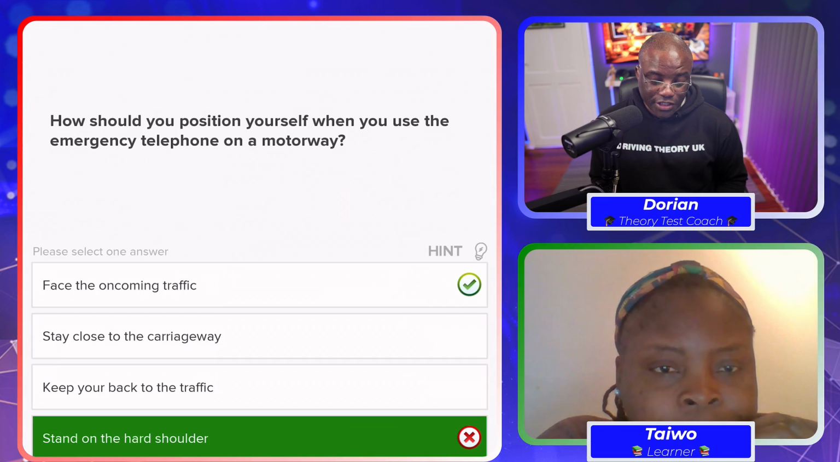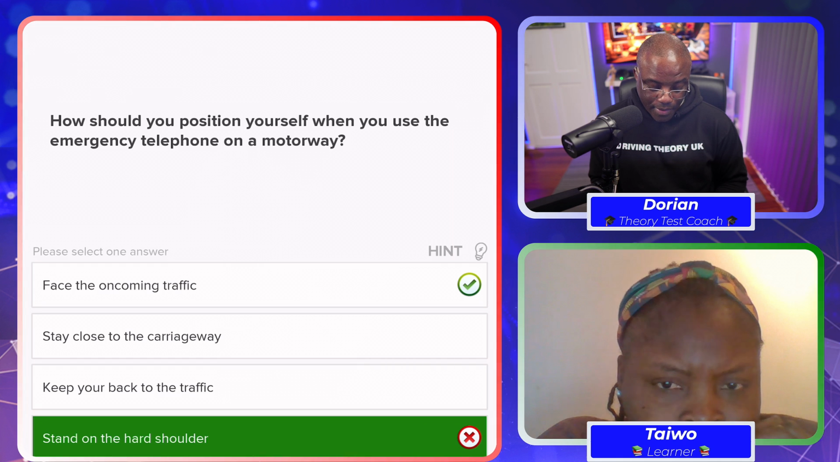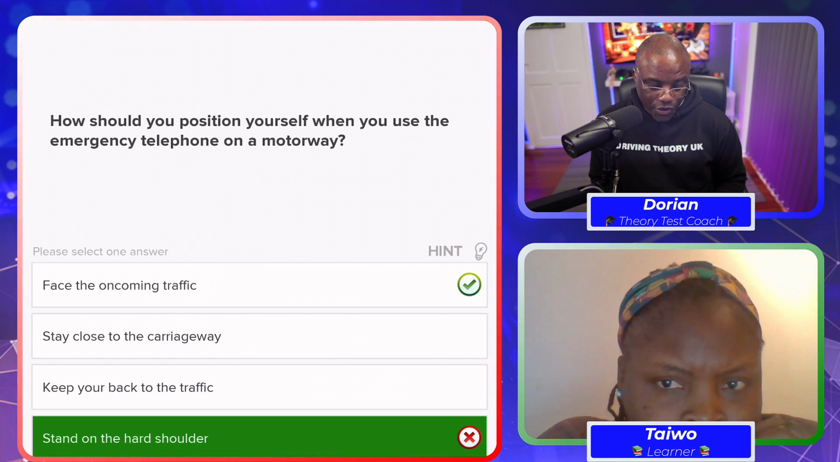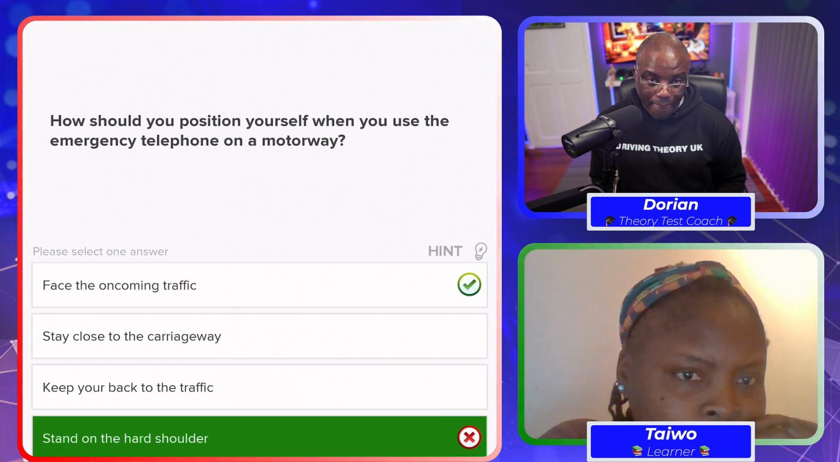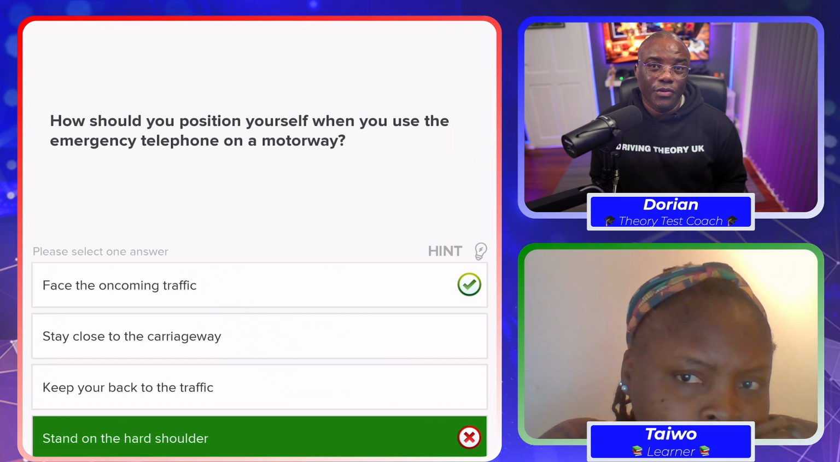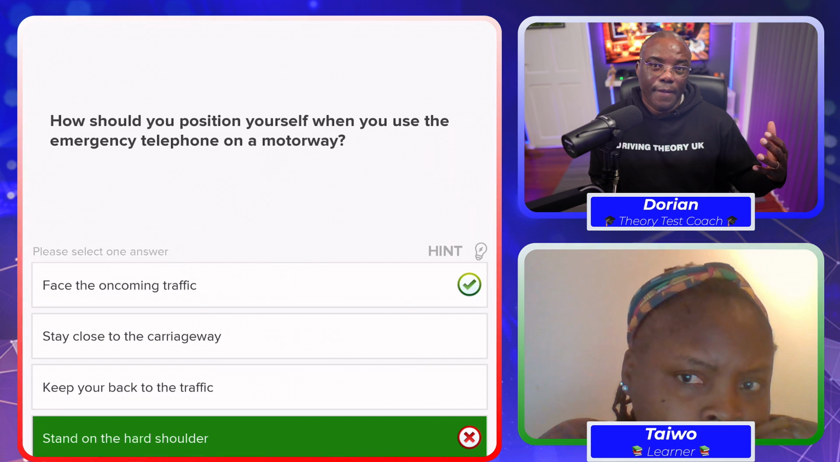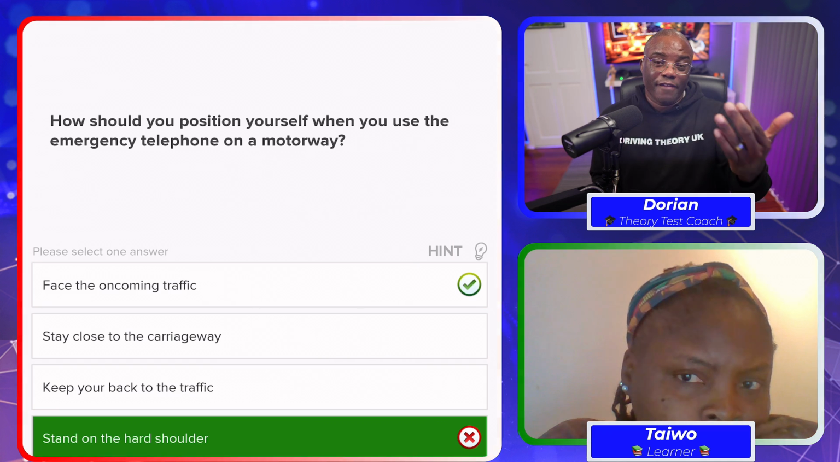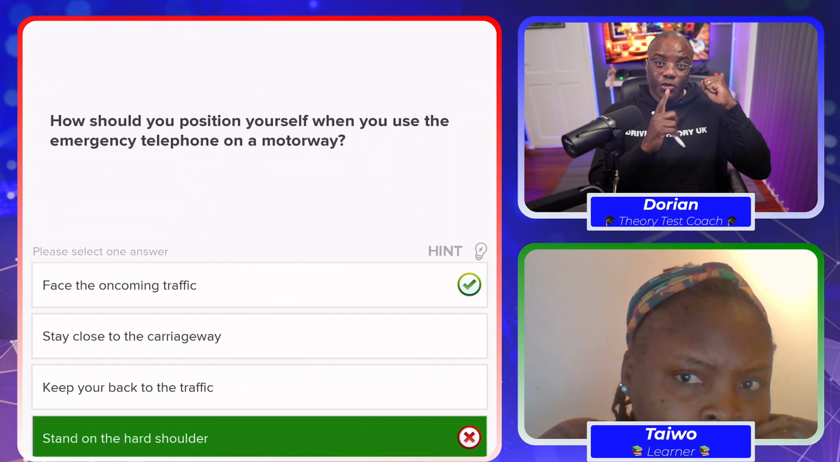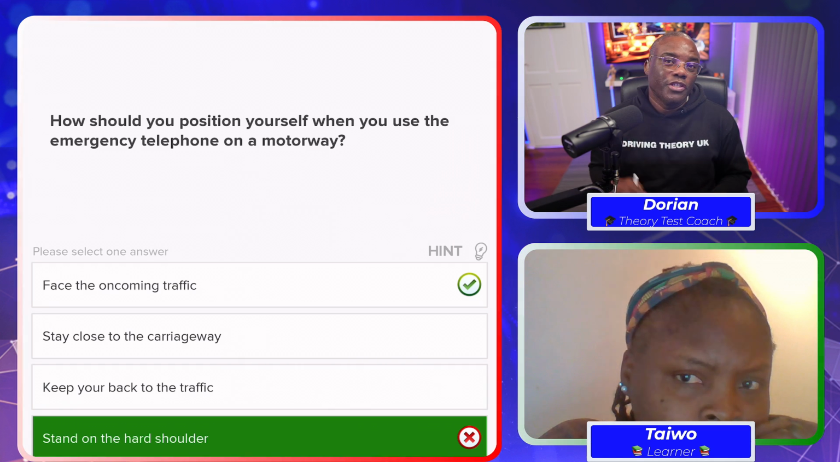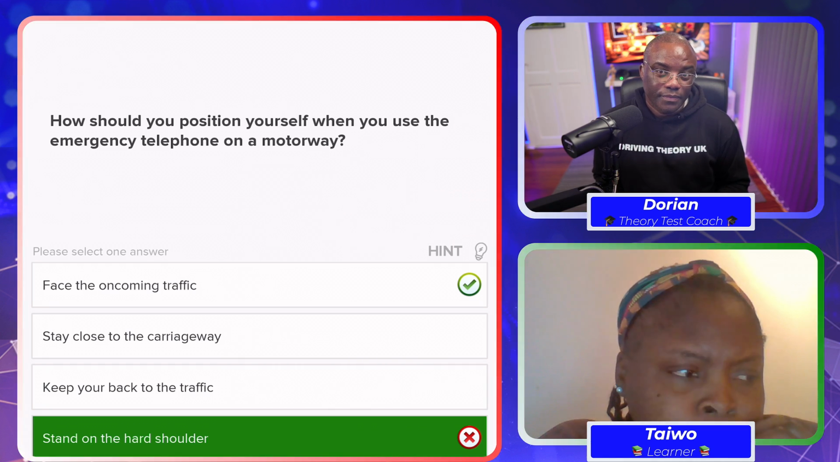How should you position yourself when you use the emergency telephone on the motorway? You went for stand on the hard shoulder. The phones are not necessarily on the hard shoulder. So you want to face the traffic. If you're using the phone, you want to face the traffic, so if someone loses control, you can see it and run.